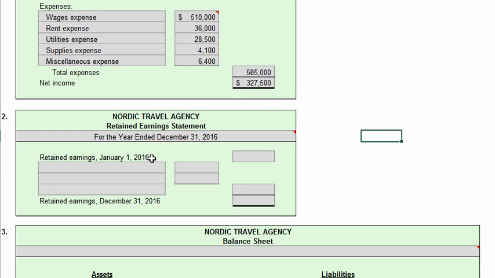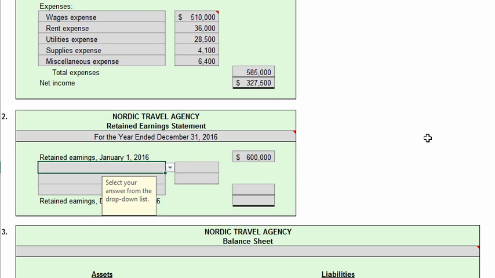So what we're going to do is start with the retained earnings balance on the first day of that year, January 1st, 2016, and that's given in the book. Second sentence, that balance is $600,000. You can really think of it as combined profit since the business began, less any dividends paid to shareholders. And again, dividends are just a return of the profits of the corporation to the owners or shareholders of the corporation.